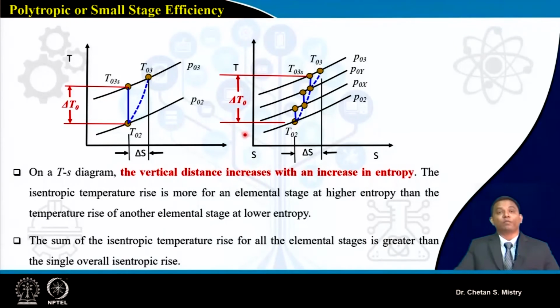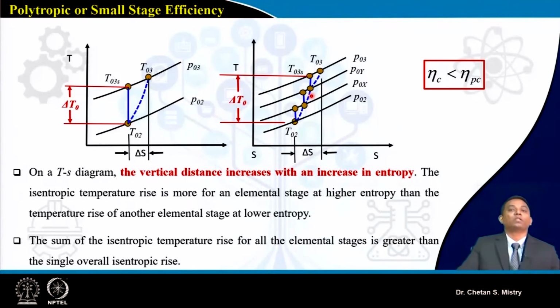What happens because of that? Suppose I calculate my overall efficiency based on these temperatures. It clearly says I will get an overall efficiency that is lower than my polytropic efficiency. So my polytropic efficiency is the larger efficiency, and my adiabatic efficiency is the lower efficiency.